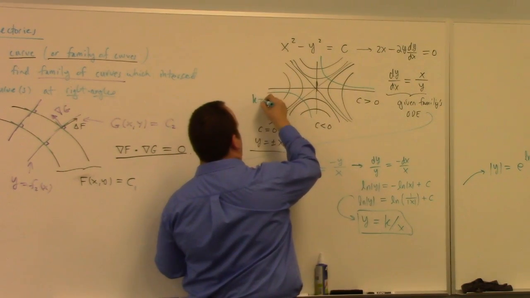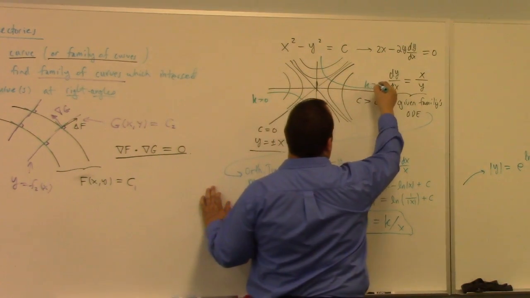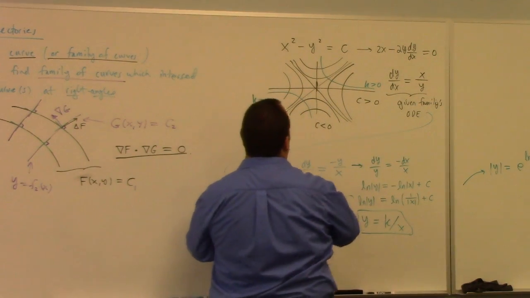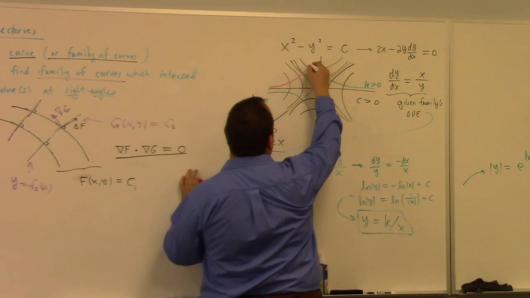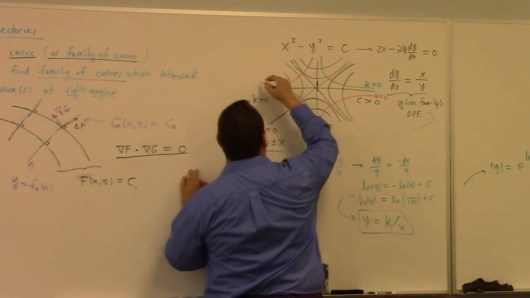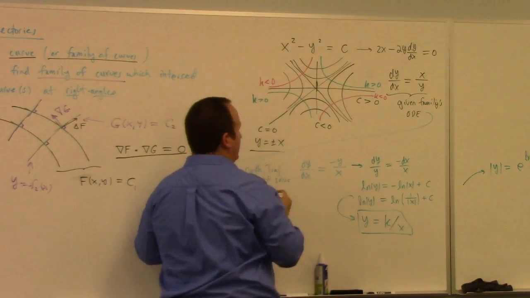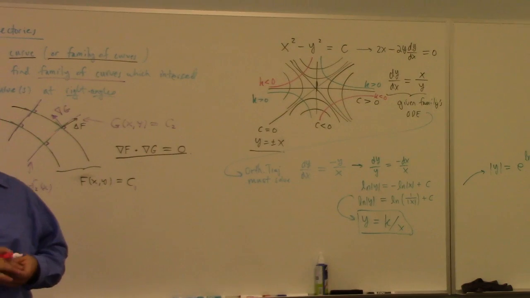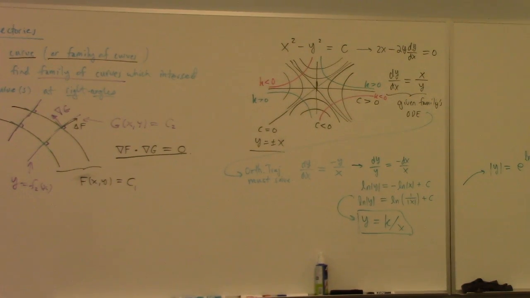There's k greater than 0, something like this. And then I'll draw the other ones in red. K negative, got these guys. But as you can see, even from my crude picture, those are going to meet the given family perpendicularly. So this is what are known as orthogonal trajectories.